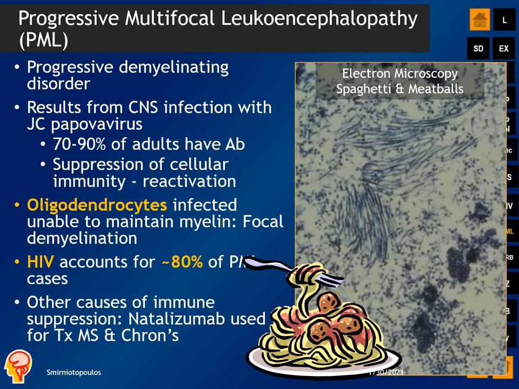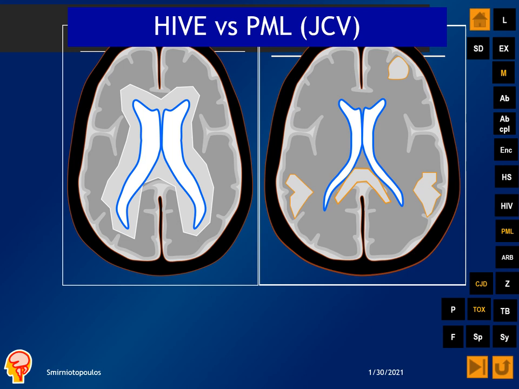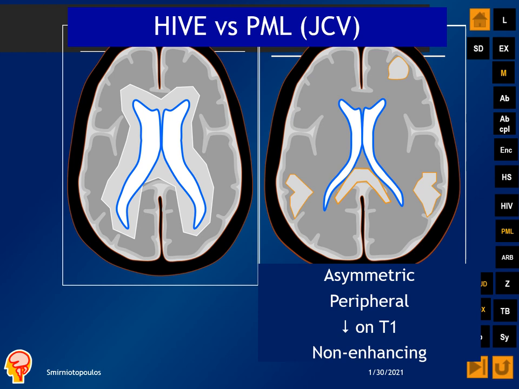We can do a head-to-head comparison of HIV versus PML. HIV, again, is symmetric and primarily periventricular. PML is going to give us asymmetric lesions that are more peripheral, beginning at the gray matter, but may also involve the corpus callosum.